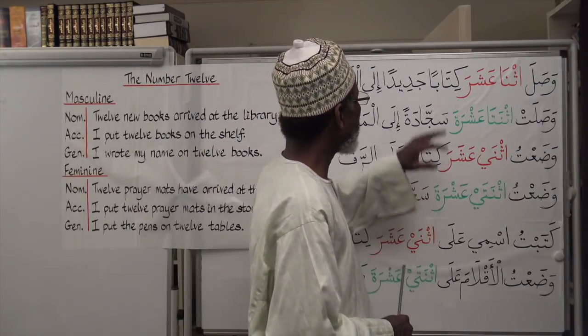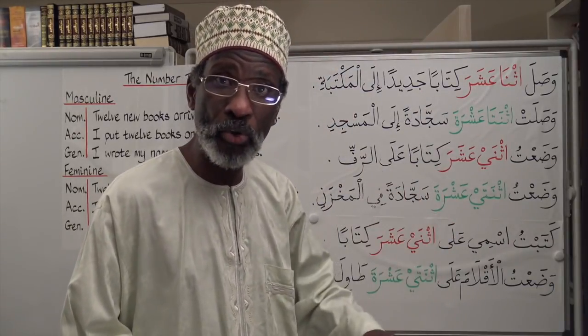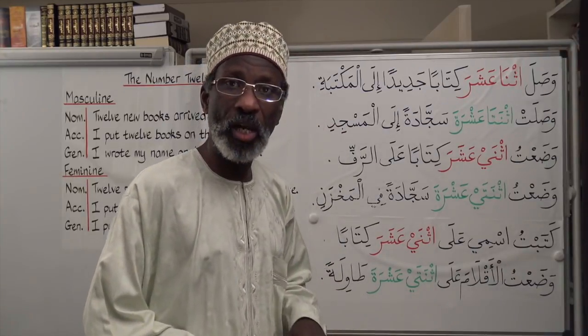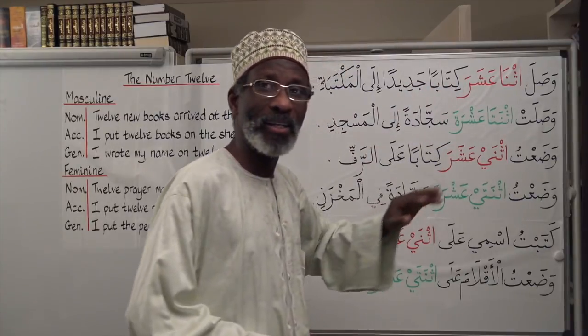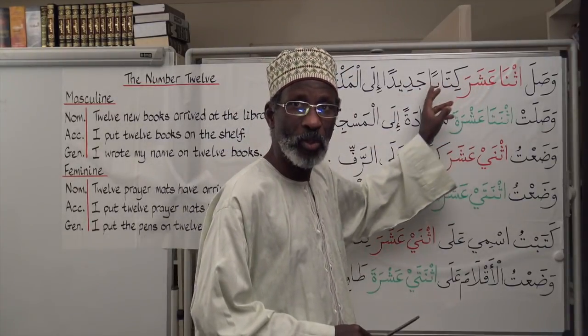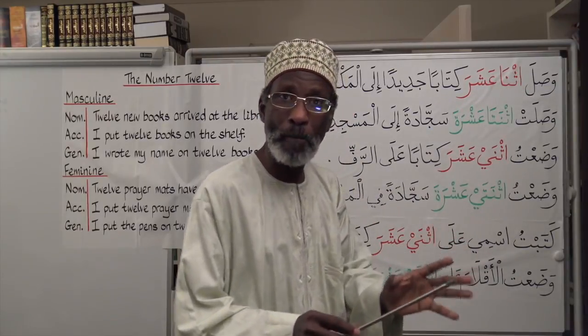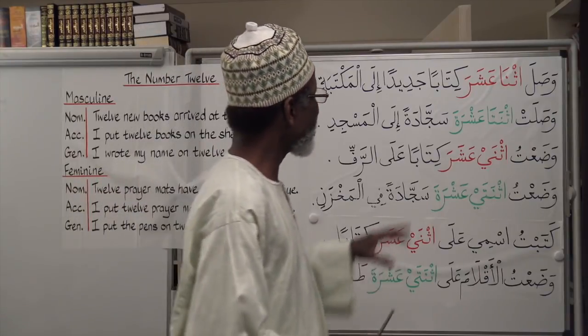So, about 12 new books have arrived at the library. Wasala ithna ashara kitaban. Again, ashara is masculine because we are counting kitab, and because ashara is part of the compound number, it has to be of the same gender.